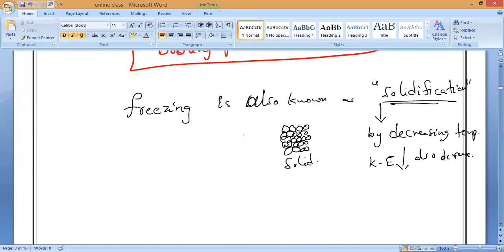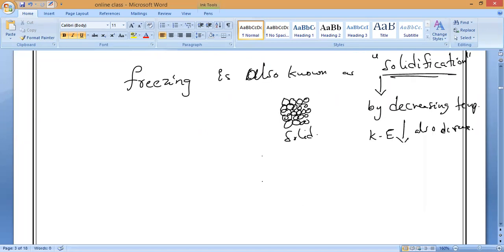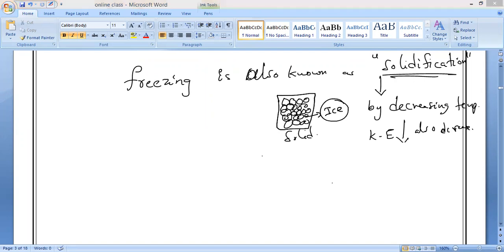So this is freezing. You can do that experiment: take water and keep it inside the freezer. What will happen, guys? It will become solid, it will become ice cubes. By cooling, it loses its kinetic energy, the temperature drops, and the particles come closer. After one hour in the deep freezer, you can see it turns into ice. So that is what we call the freezing process.